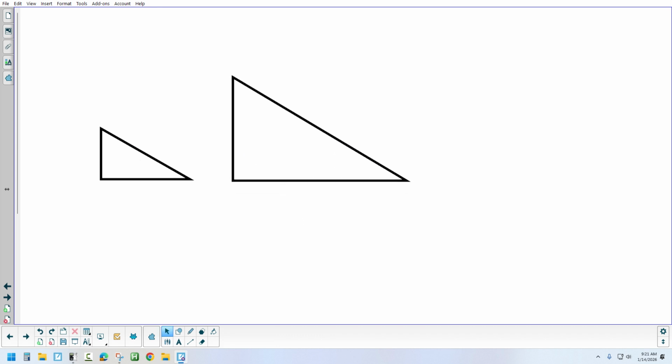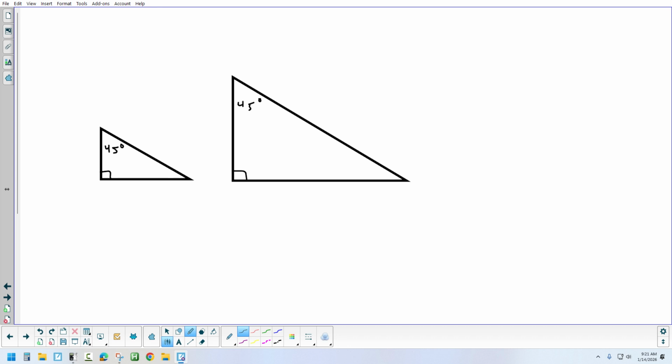What's the word you could use to describe these two triangles? They're not congruent because they're different sizes. But yeah, they're similar. They're both 45, 45, 90 because of the tool that I used to draw. Okay, so they're both 45, 45, 90 triangles.